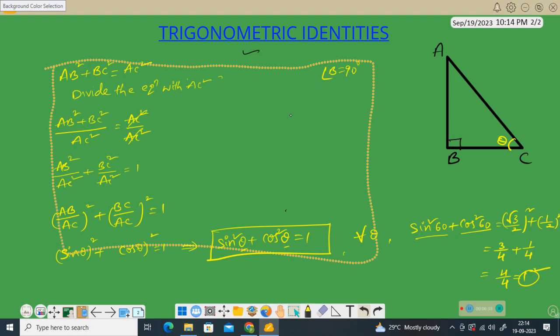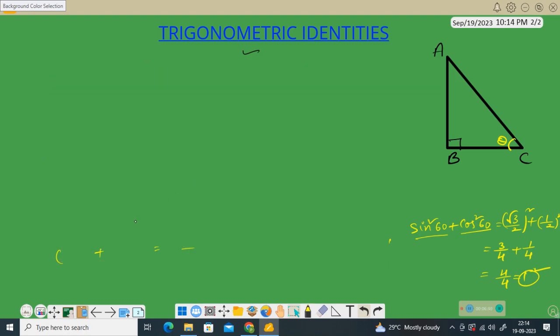So the second identity we are getting from the first identity only. See, listen. What is the first identity? Sin squared theta plus cos squared theta is equal to 1. Now I have to divide this total equation, that means the identity, with sin squared theta first. Means what do we get first?